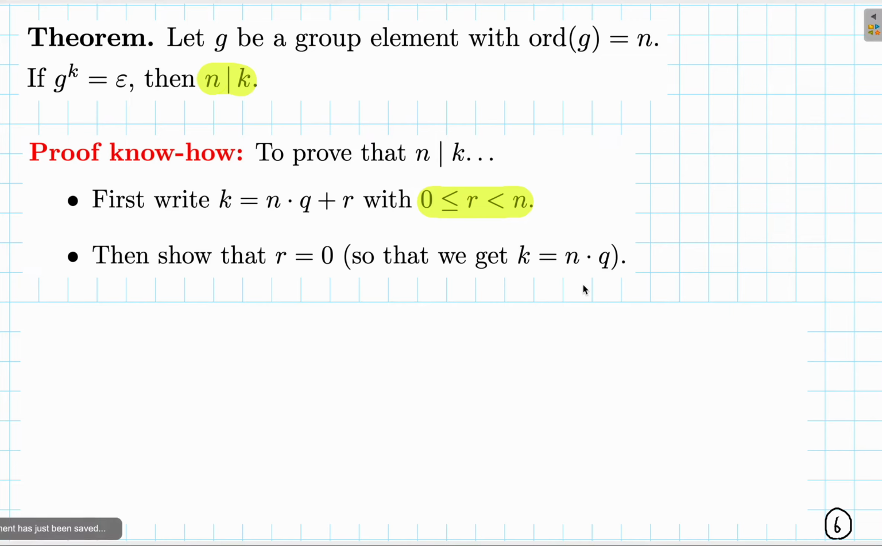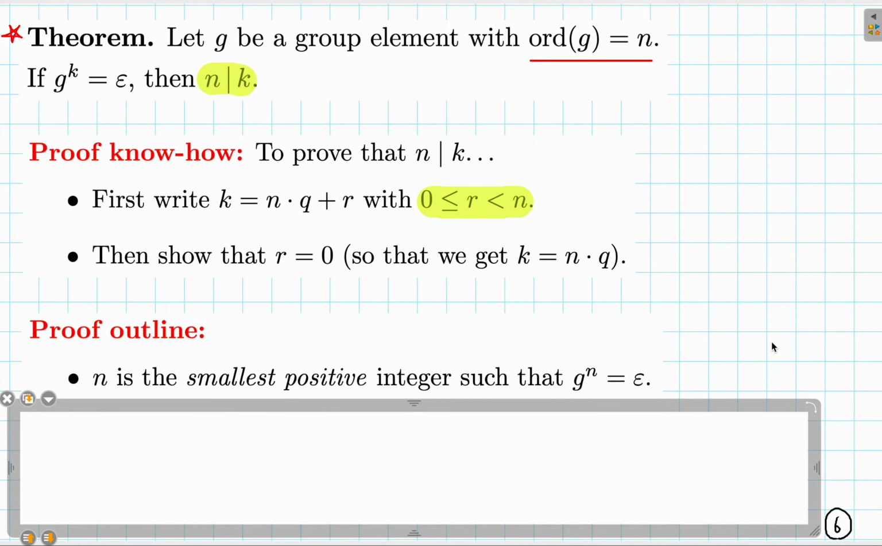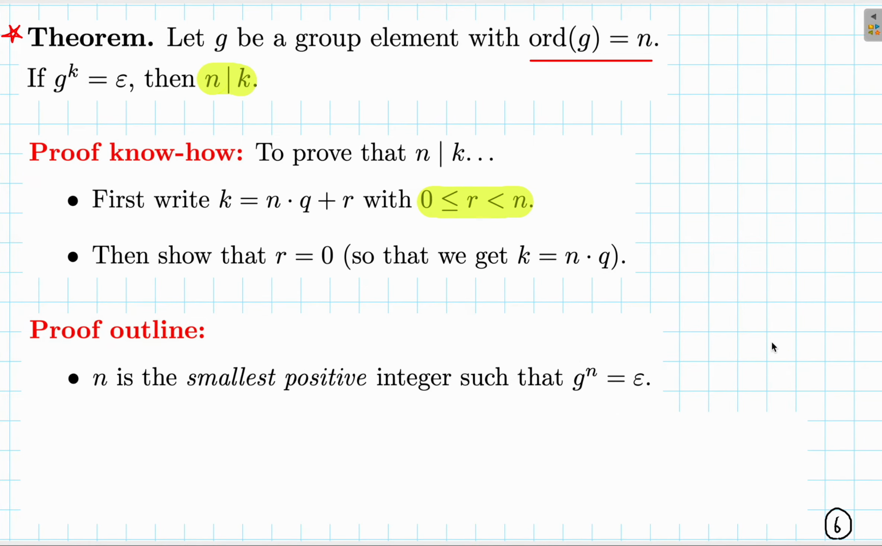And so applying that particular proof technique to this theorem right here, I'll describe the proof outline first, and then we'll go through the complete proof. And so how does the outline go? Well, the first thing we know is that n is the order of G. What does that mean? Well, that means that n is the smallest positive integer such that G to the n is the identity.